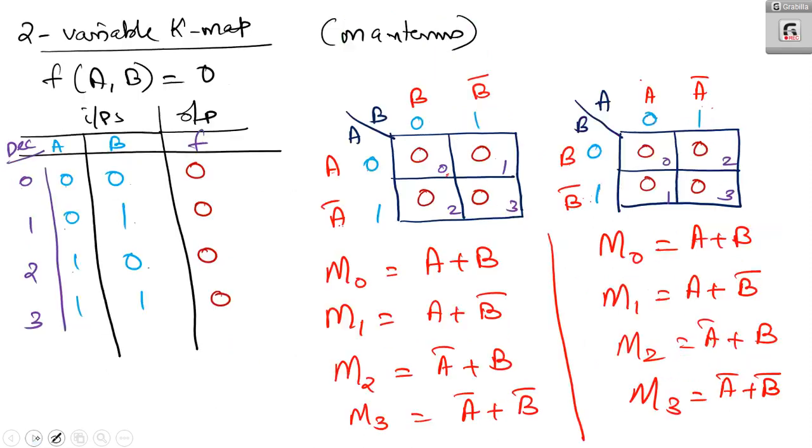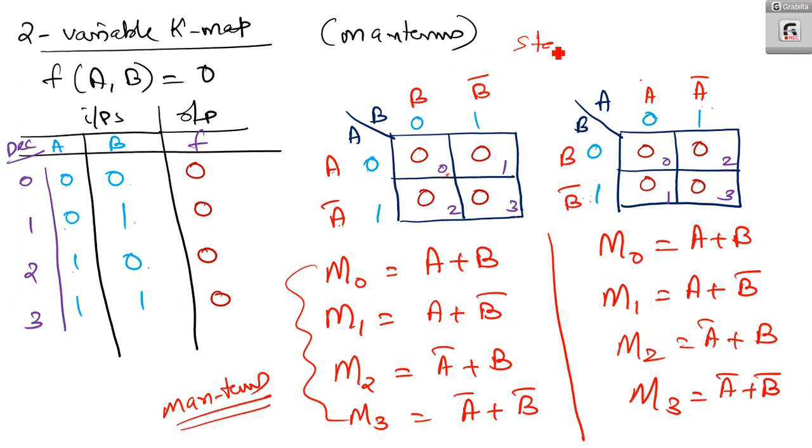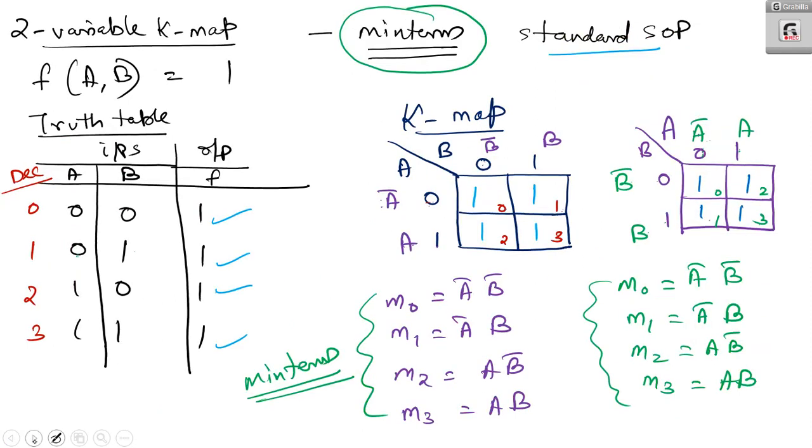And again, one more thing I forgot. Here you are getting M0, M1, M2, M3. These terms are known as the max terms. That means using this K-map, you can form standard SOP form as well as standard product of sums form. So that is an introduction to two variable K-map. And in the next lecture, we will deal with three variable K-map.